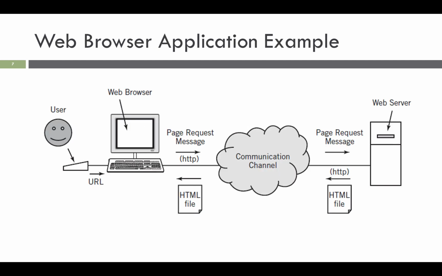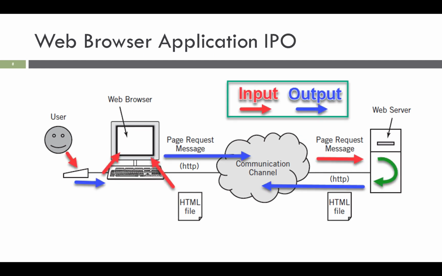Let's take a look at an example of an IT system and its architecture. This particular model examines using the web browser to get the data from a web page, which uses the client-server architecture. Take note of the inputs and outputs.